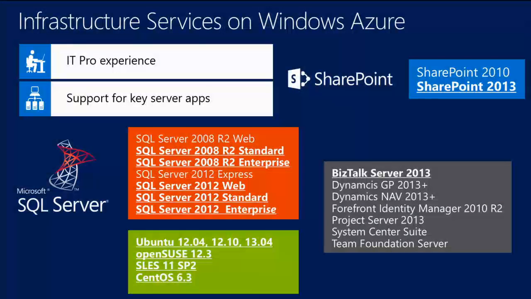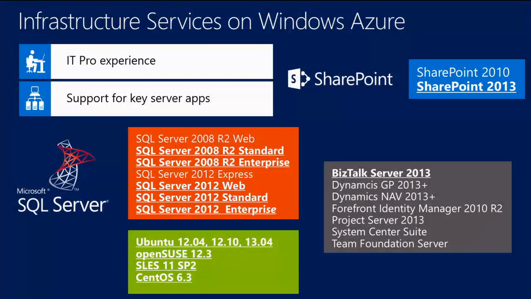But with Infrastructure as a Service, where we give you the hardware and you manage the operating system on up, it also adds the flexibility to bring on open source operating systems. Specifically, we've got a set of Linux operating systems. The four listed here are the ones in the gallery: Ubuntu, provided by Canonical, OpenSUSE and SLES, provided by SUSE, and CentOS, provided by OpenLogic.